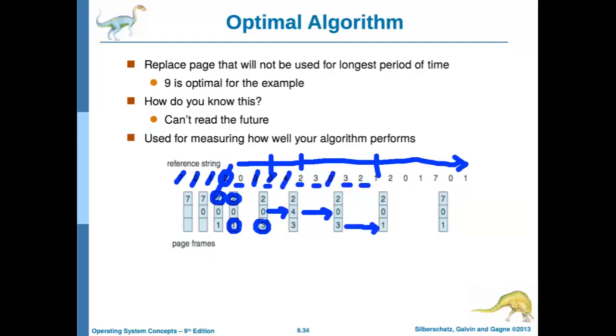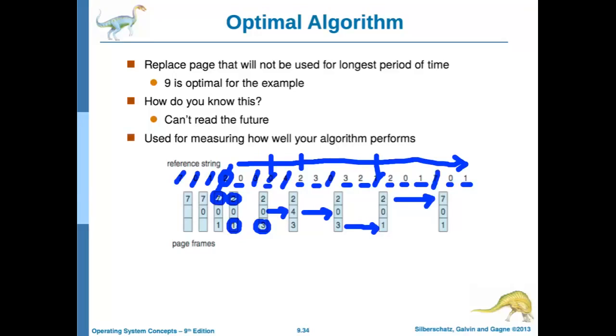So this is a page fault. 2 is already there, 0 is already there, 1 is already there. For a 7, there is a page fault, so it will remove 7. 0 is already there, 1 is already there. So with the same number of page frames, that is equal to 3.